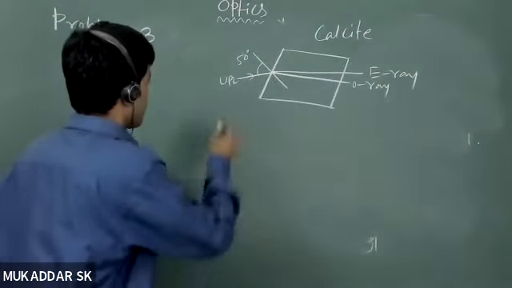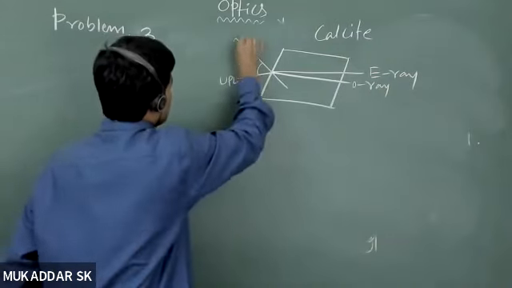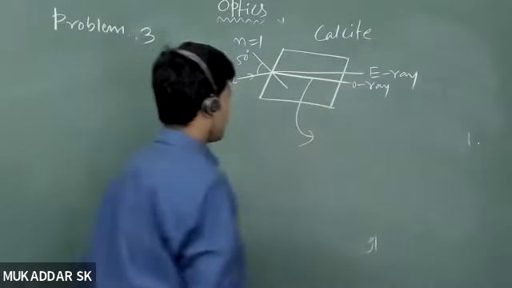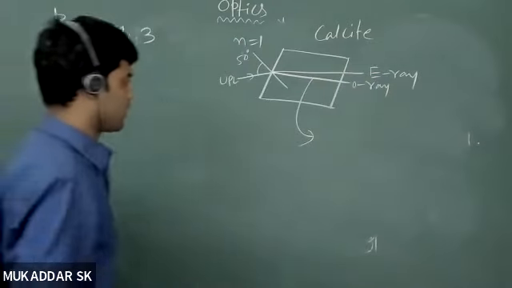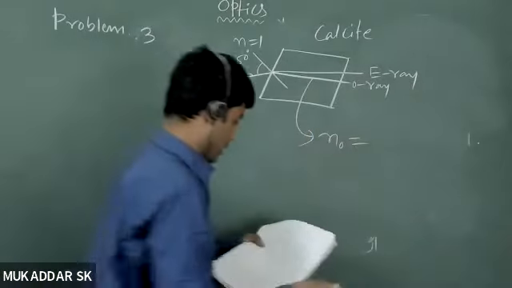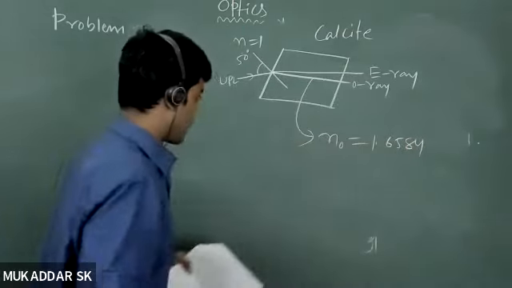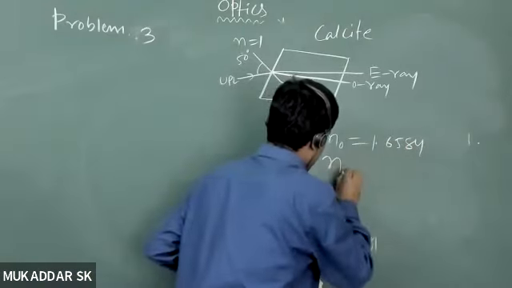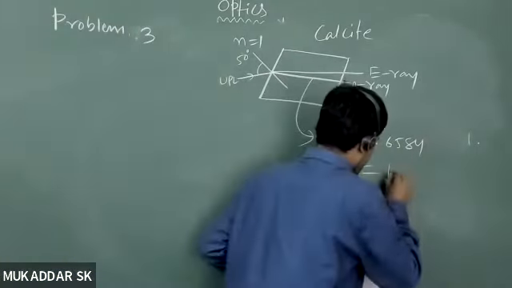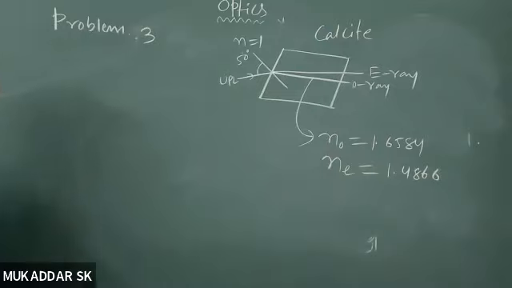Okay. And the refractive index of this medium is given, that is 1. And the refractive index for the O ray inside the calcite crystal is given as 1.6584. And the refractive index of the E ray inside this calcite crystal is given as 1.4866. So these are the parameters given.